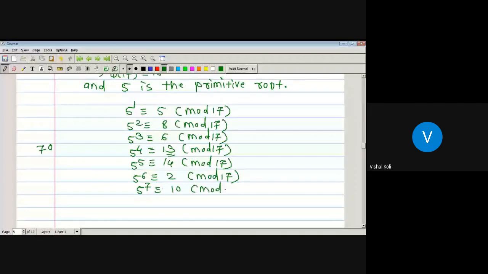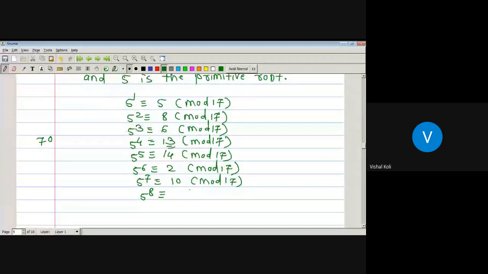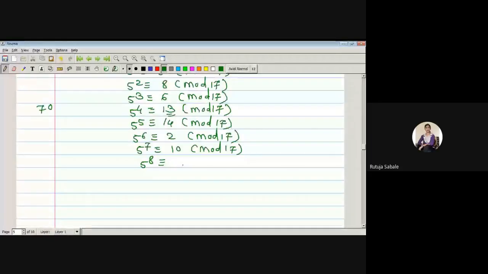5 to the power 8, 10 into 5, which is 50 over modulo 17, that is minus 1, which is 16 modulo 17. 5 to the power 9 is congruent to 12 modulo 17. 5 to the power 10 is congruent to 9. Check करा बरं का. 12 into 5 will be 60, and over modulo 17 it is 9.